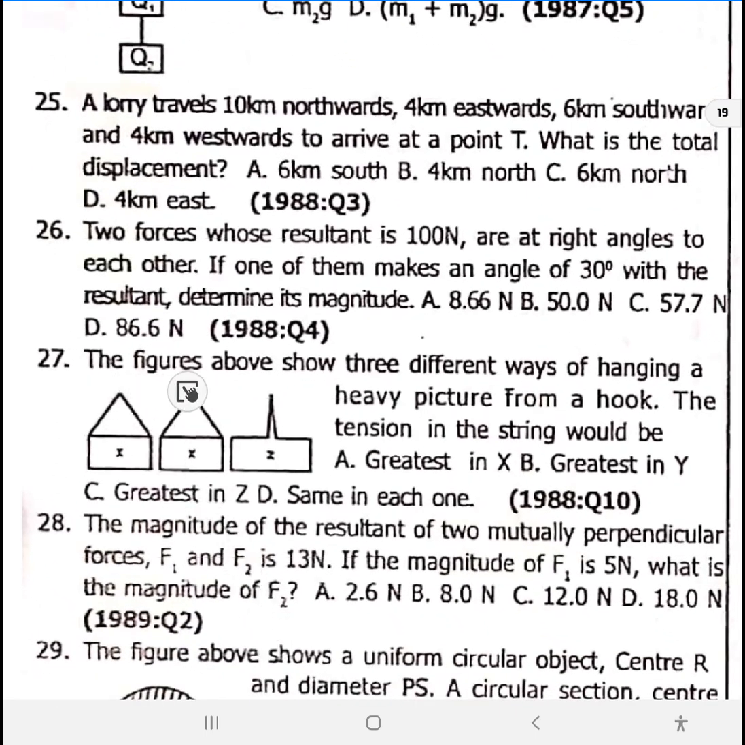Alright. The figure above shows three different ways of hanging a heavy picture from a hook. The tension in the string would be greatest in dash. The tension would be greatest in this one. The both of them are X. Greatest is supposed to be greatest in Y. I think there's an error here. Well, we'll let it be.